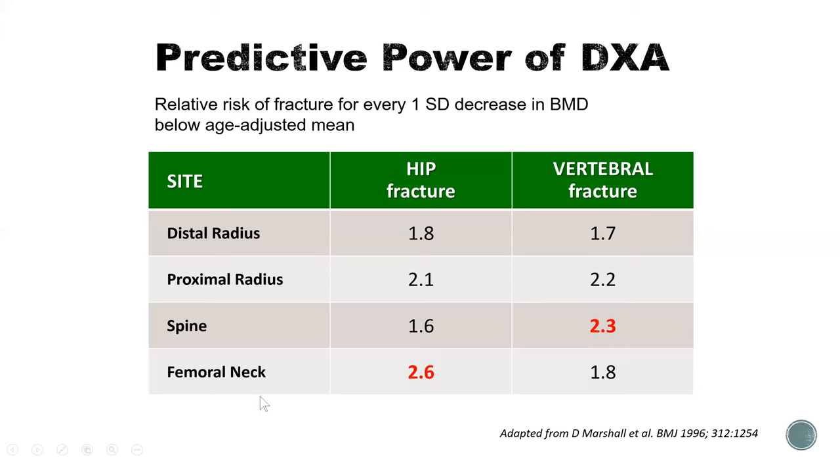So we measure the femoral neck. If your femoral neck is low, you have an increased risk of having a hip fracture at the femoral neck, but also an increased risk of a vertebral fracture. So it works both ways. Obviously, if you have thin bone in one area, you are likely to have thin bone in another area and thus increased risk of fracture in the other area.